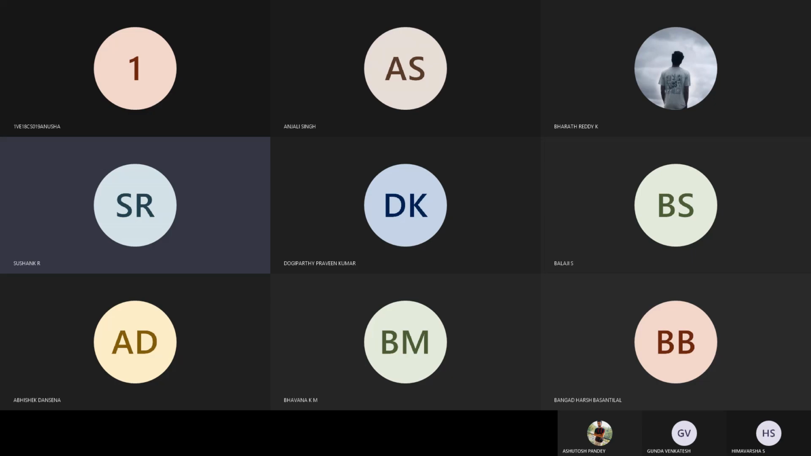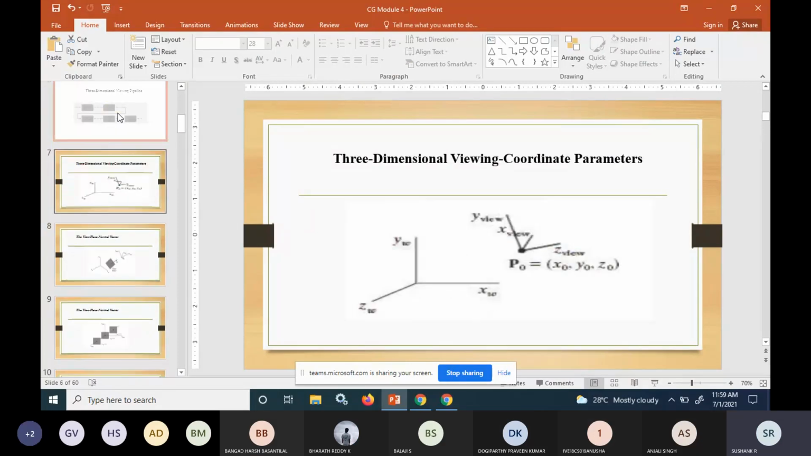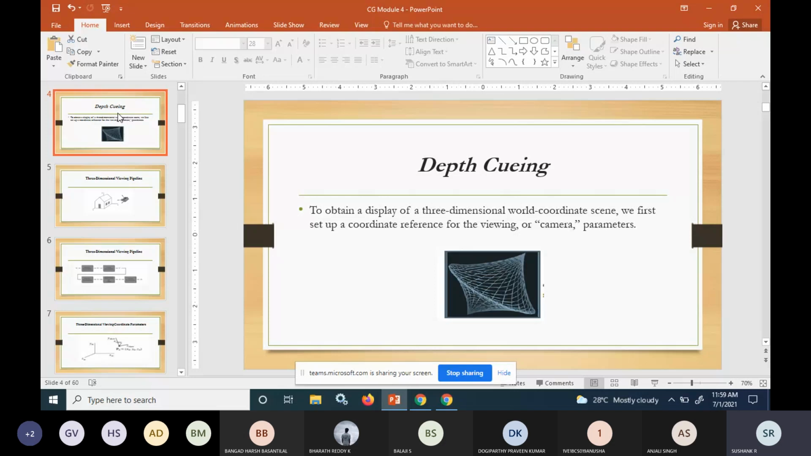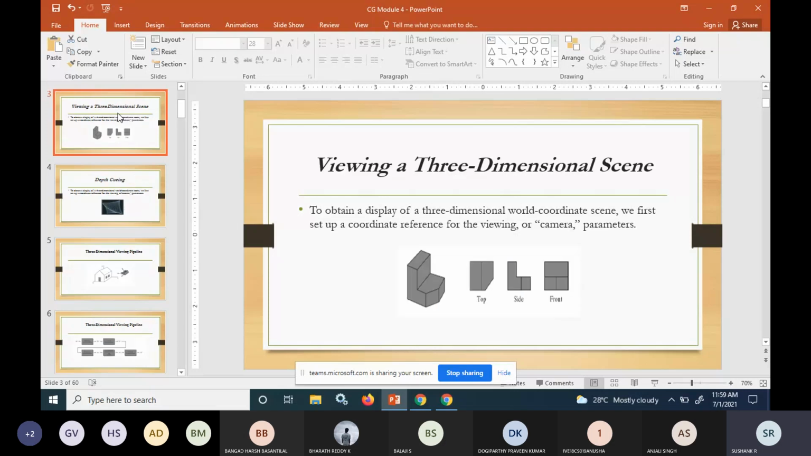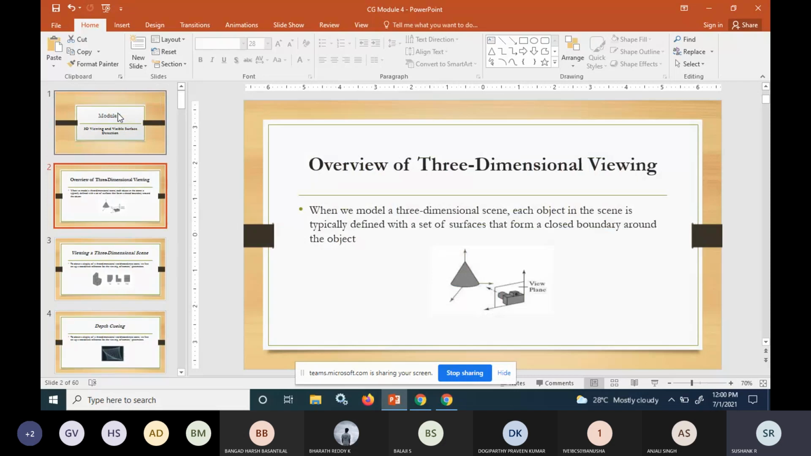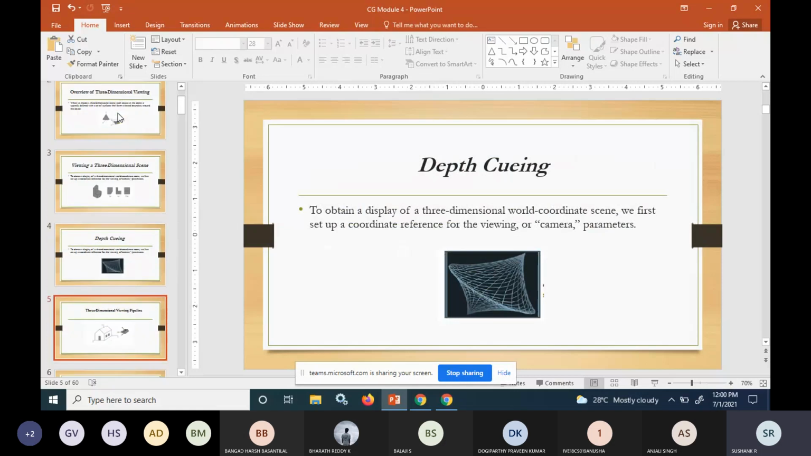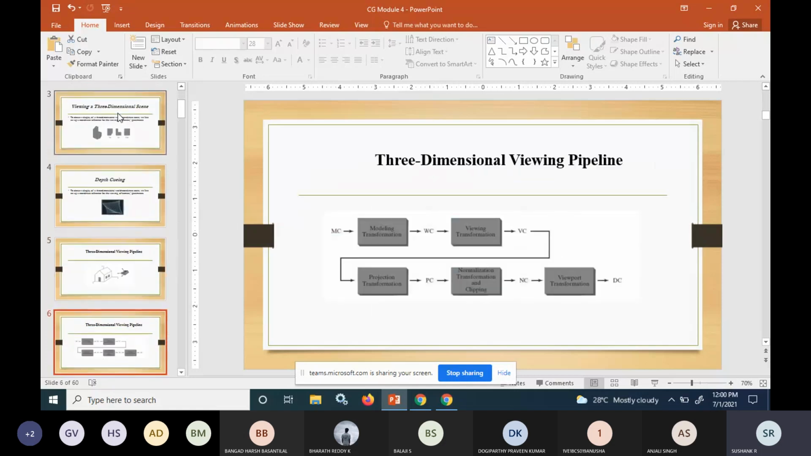So in the last few classes, we studied this module where we focused on 3D viewing. In this entire module, first we analyzed the methods that are employed in 3D viewing. Then the pipeline that is followed, the 3D viewing pipeline, where most of the changes take place in the viewing transformation, the projection transformation phase.